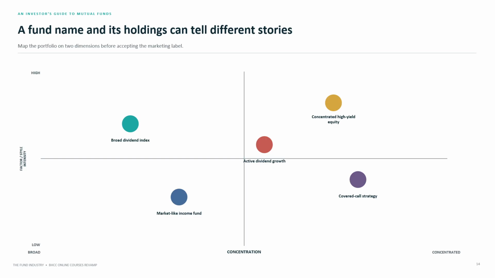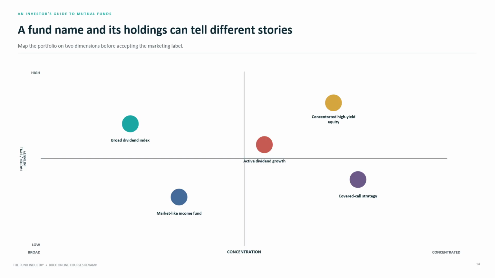This map forces us to separate two dimensions that fund labels often blur: concentration and factor, or style intensity. A broad dividend index may own many securities but still carry a meaningful dividend or value tilt. A concentrated high-yield equity fund may depend heavily on a few sectors and a strong income factor. A market-like income fund may be broad and only modestly different from the market.